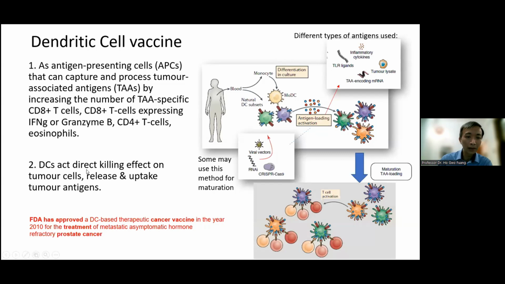Dendritic cells also act in direct killing of tumor cells, releasing and taking up tumor antigen. There is one example of a successful dendritic cell therapeutic vaccine, which is Provenge, licensed for treatment of refractory prostate cancer 14 years ago.